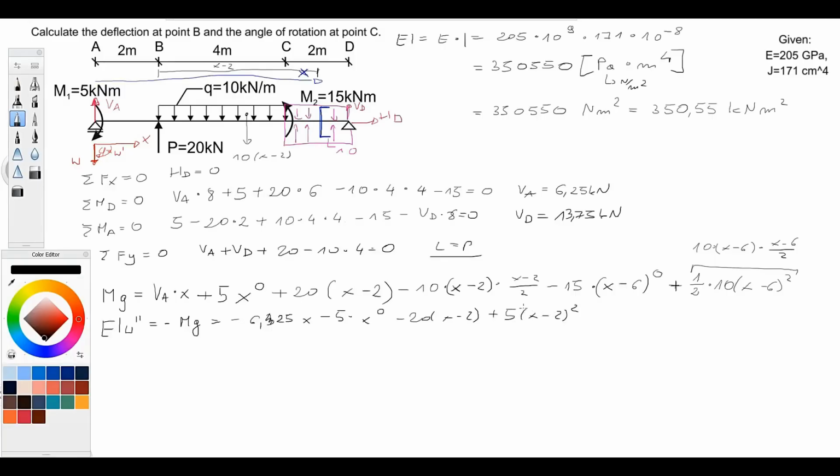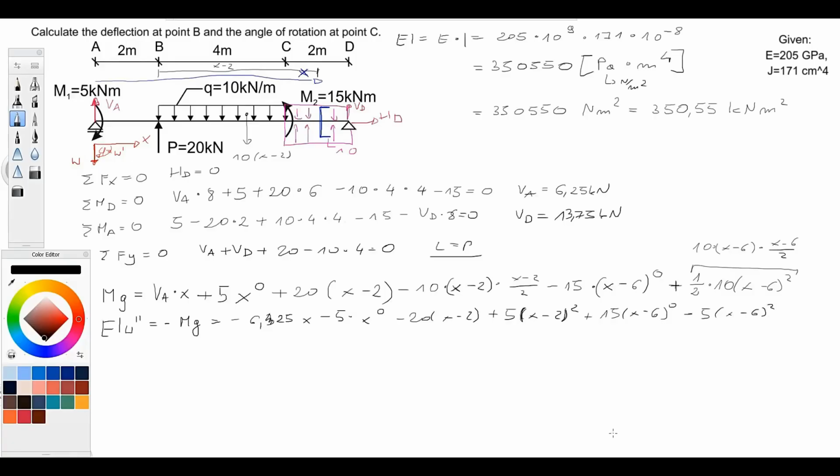However, we should not, heaven forbid, open these brackets. So we don't multiply any expansion formulas or anything like that. These brackets should remain in this form in Clebsch's equation. Plus 15 times x minus 6 to the power of 0, minus 5 times x minus 6 squared.